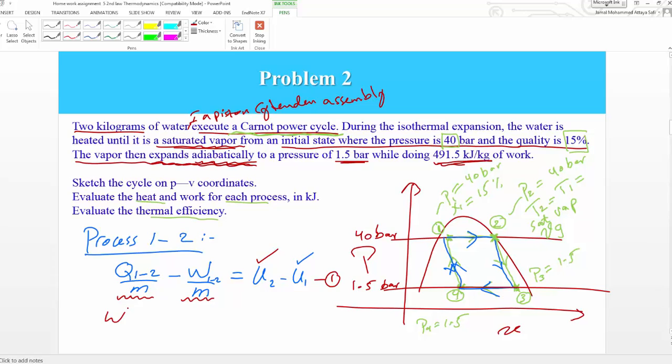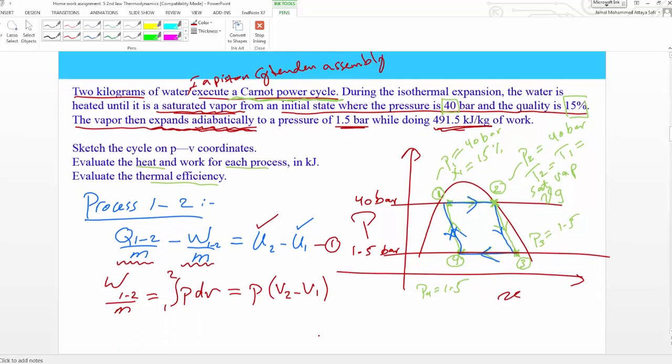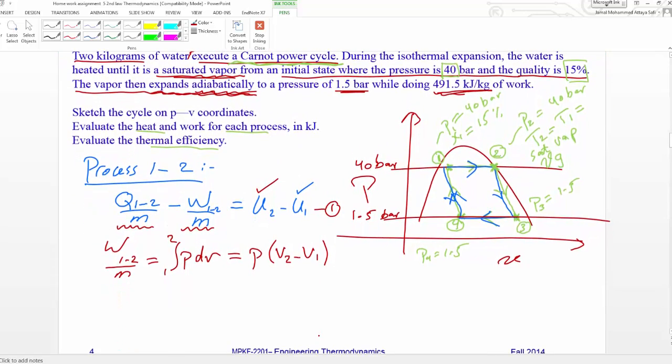Now, I know that work or expansion work from 1 to 2 divided by the mass is equal to the integration from 1 to 2 of p dv. That's what we have learned, and we have done this many times before, and that's going to give you p times (v2 minus v1), right? Now, let's say this can be 2. What do we know here? We know this, it's 40 bar, it's given, and we know v2 and v1 because, as I said, state 1 and state 2 are fully defined.